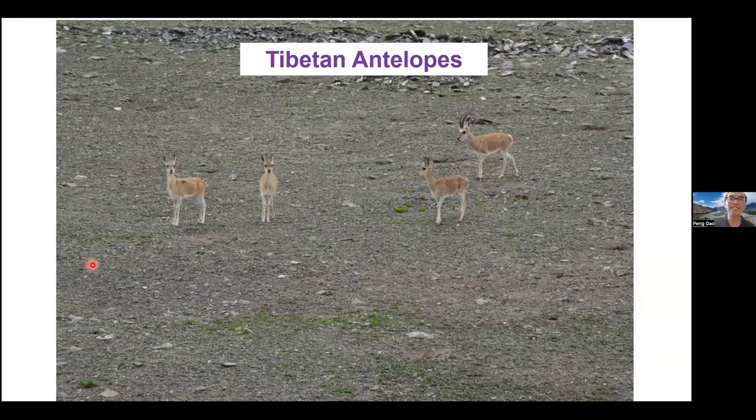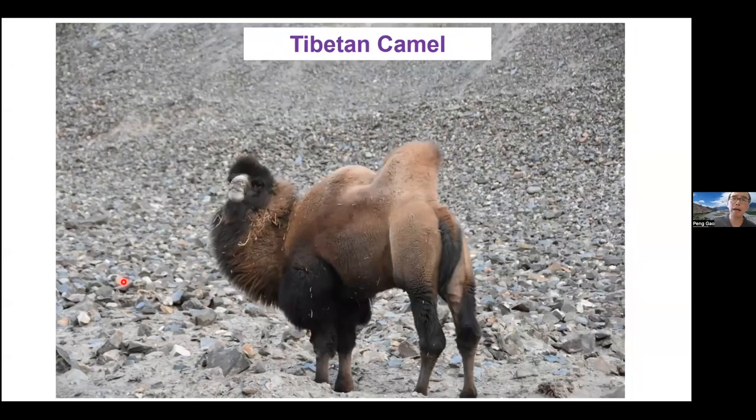And this is a Tibetan antelope. This is a very symbolic animal in that area. What you see in this picture are four young antelopes, and their parents are staying around 60 or 100 meters away from them, watching from a distance. This is a Tibetan camel.